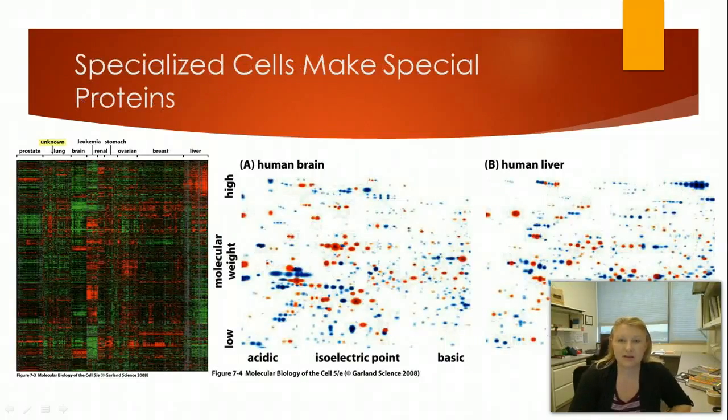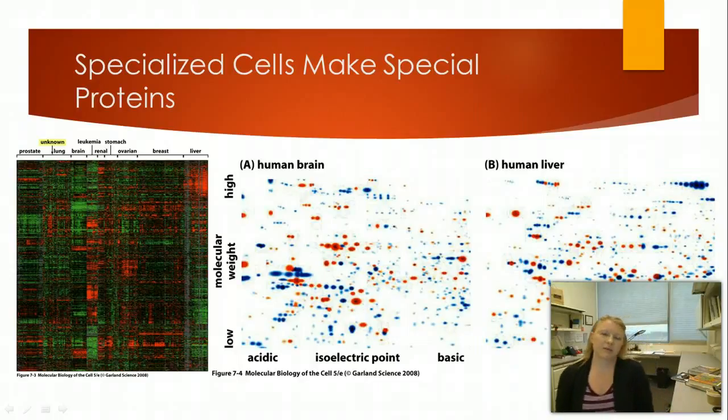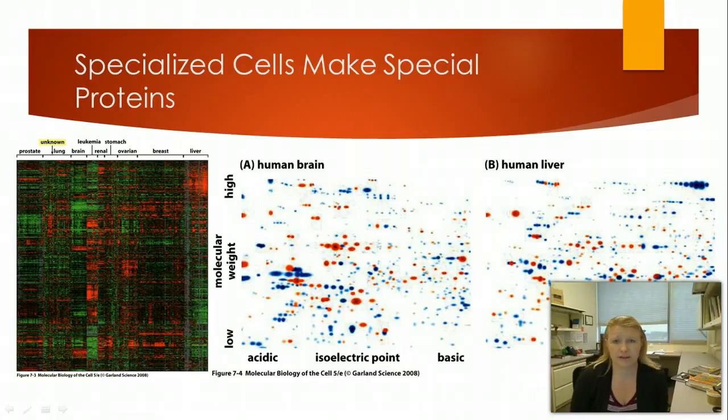Now, this just shows us that they are different within the same organism. Not only do we have different instructions between you and your dog, but you also have different instructions between your brain cells and your liver cells. And we've talked about this a lot. We've talked about this assay, especially with regards to the different cell types. And we've talked about the 2D Western blots, and that's exactly what you can see here.